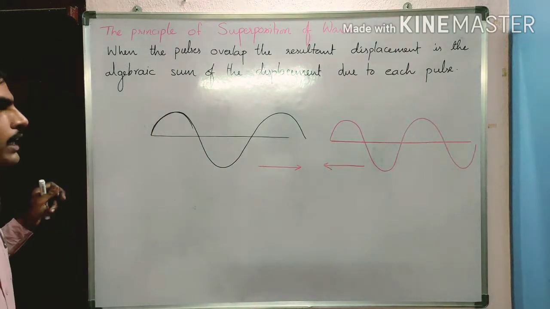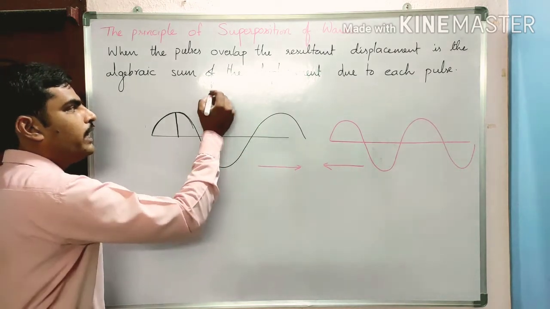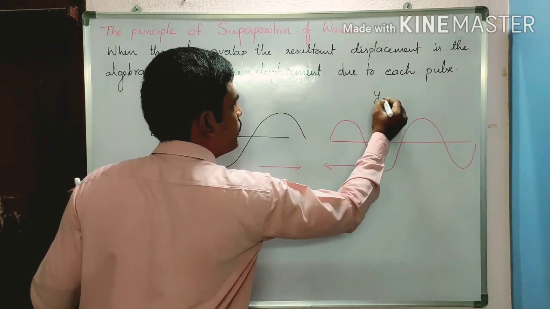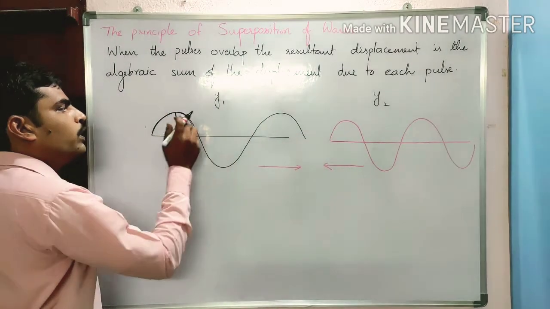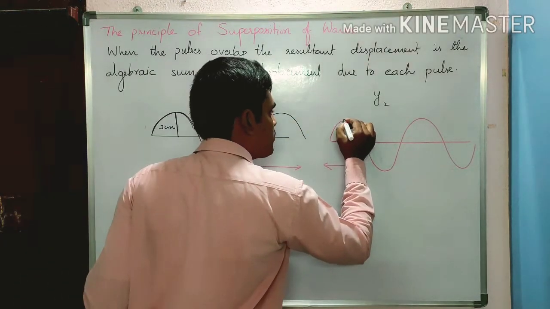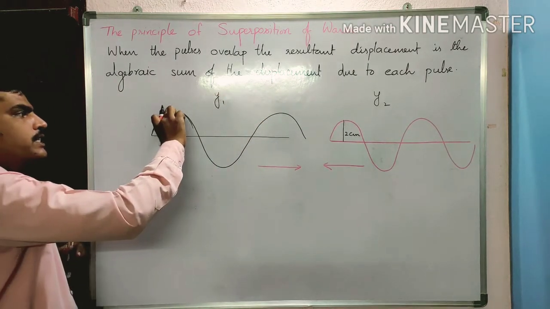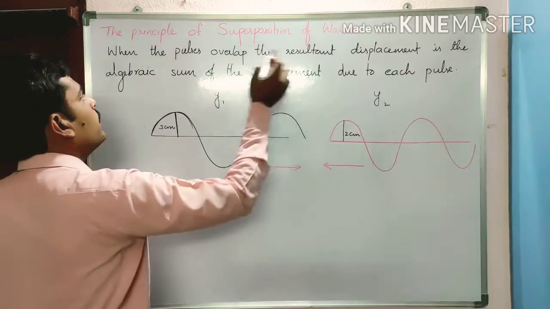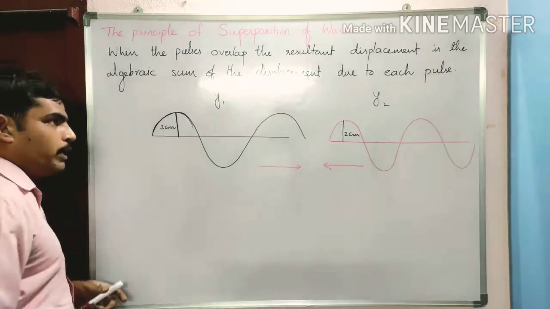What is displacement here? Imagine this is the displacement of one wave. I am naming this wave y1, and this is another wave, y2. The y1 wave displacement is 3 centimeters. The y2 wave displacement, imagine, is 2 centimeters, right? When these two overlap, then the resultant displacement is the algebraic sum of the displacement due to each pulse.